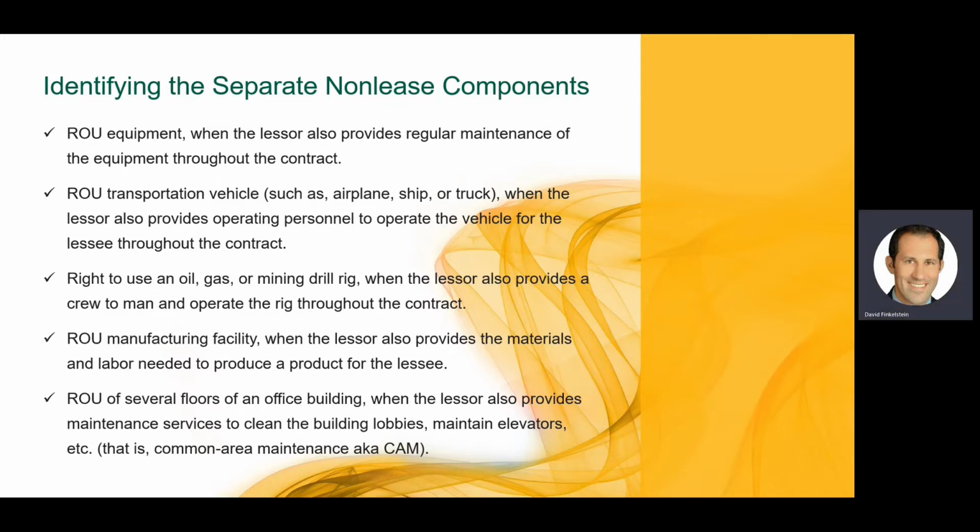Another example is a transportation vehicle, airplane, ship, or truck, when the lessor also provides operating personnel to operate the vehicle for the lessee throughout the contract, such as if you lease an airplane and the pilot is provided as part of that lease service. Right to use of an oil, gas, or mining rig, where the lessor also provides the crew to man and operate that rig throughout the contract. For a manufacturing facility, if the lessor provides the material and labor needed to produce a product for the lessee. If you have several floors of an office building, when the lessor also provides maintenance services to clean the building lobbies, maintain elevators, etc., also what's considered CAM or common area maintenance.